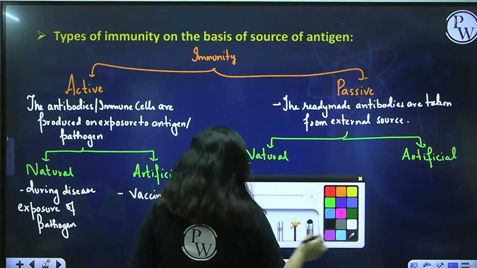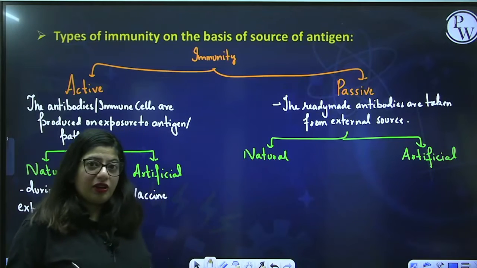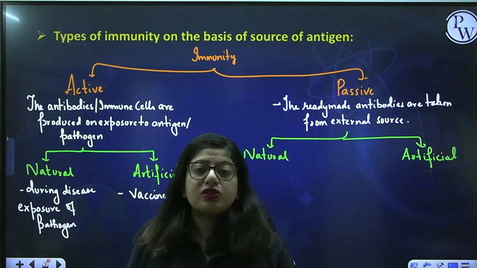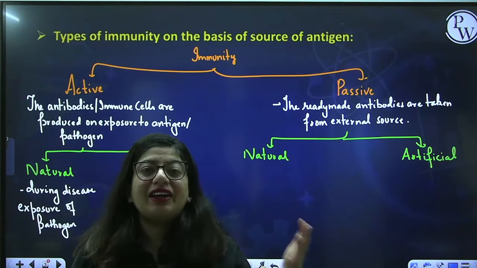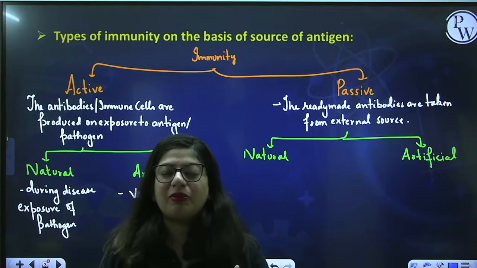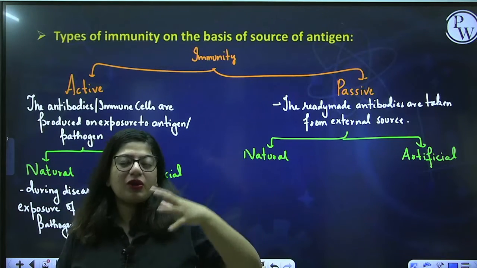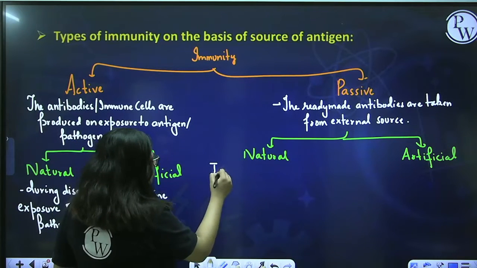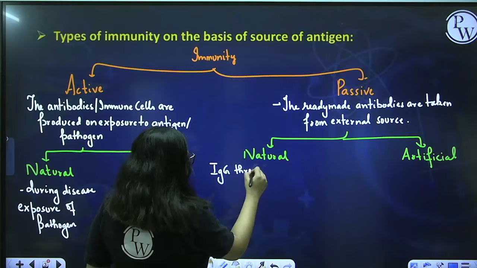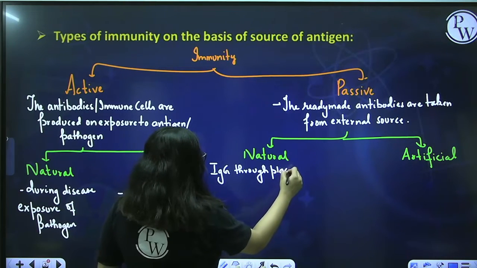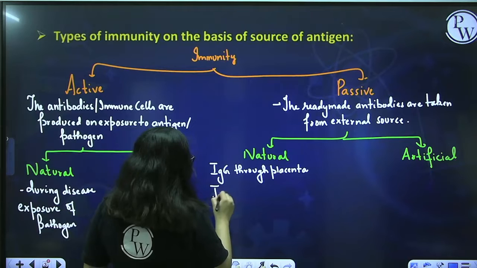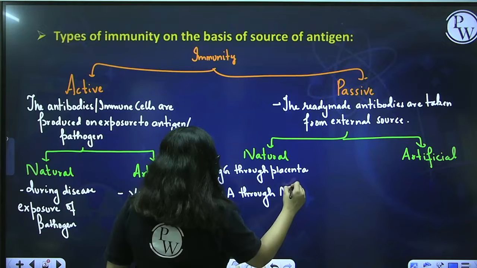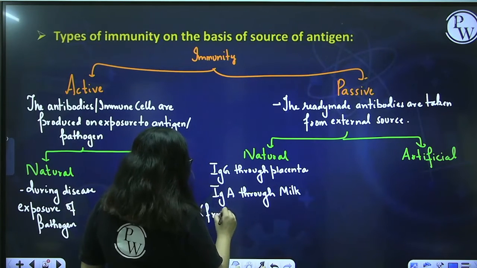The baby can get IgG antibodies through the placenta from the mother. Also, the baby can take IgA antibodies through milk from the mother. So, the mother's ready-made antibodies are going inside the fetus. The fetus is not producing its own antibodies. So, IgG through the placenta and IgA through milk, that is from mother to fetus.